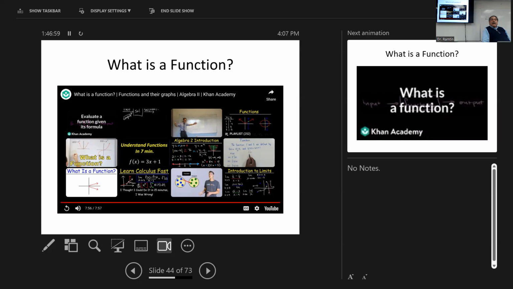But in that last example, remember, even though that is not a function, it still is a valid equation. Okay. All right.